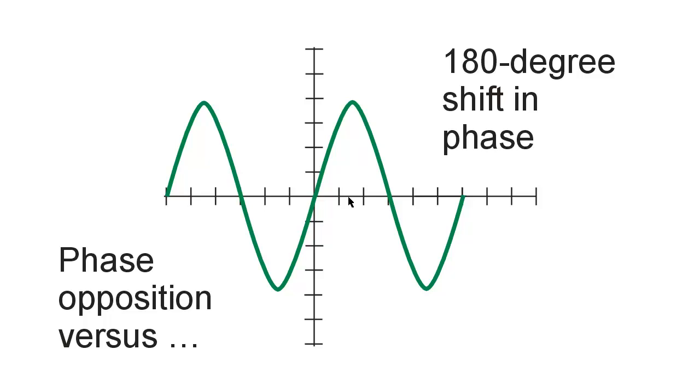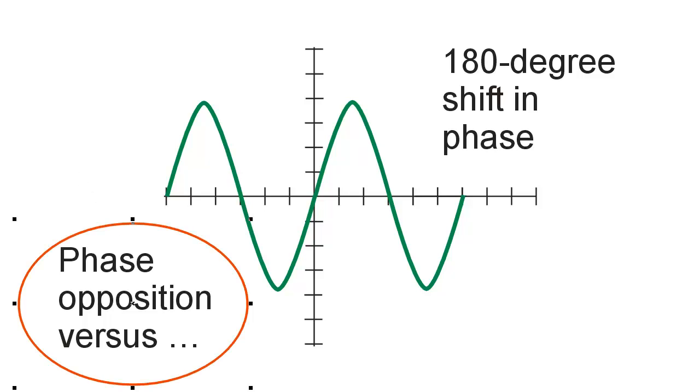I am going to talk about the distinction between phase opposition and a 180-degree shift in phase. Phase opposition means when you have two waves in phase opposition, they are exactly upside down with respect to one another. That is to say, if we flip this wave upside down, we get phase opposition. It means it opposes. Every point on the wave is exactly inverted.